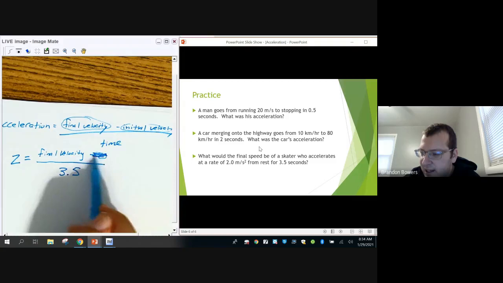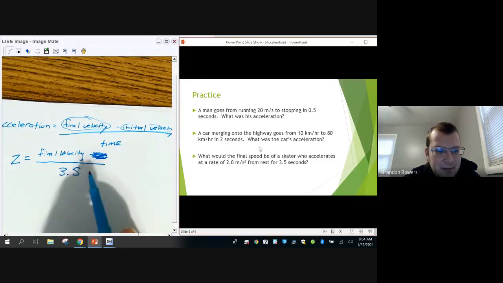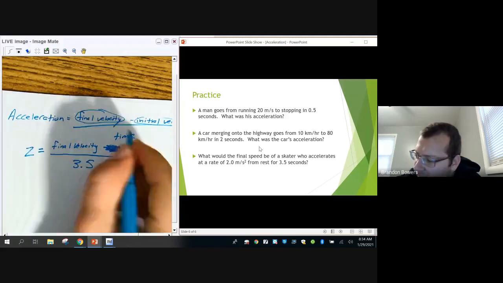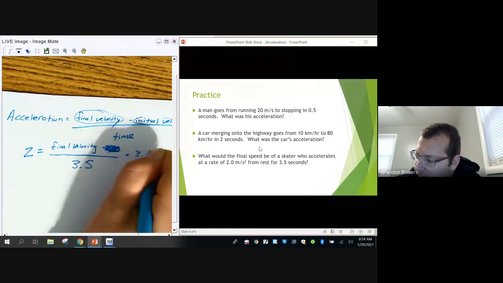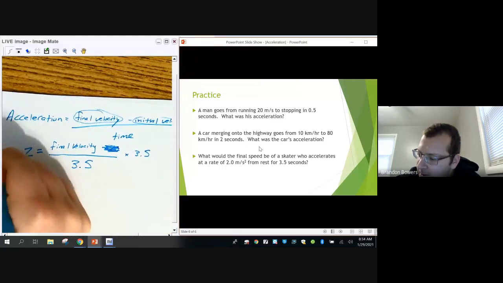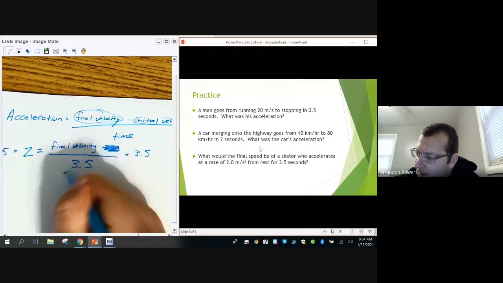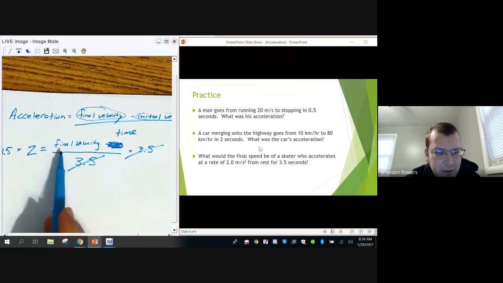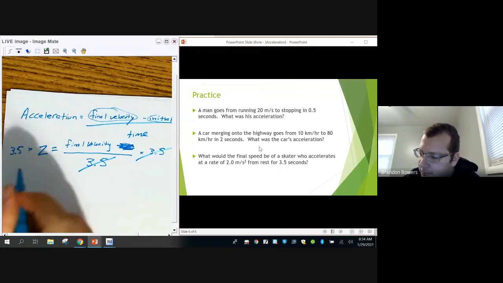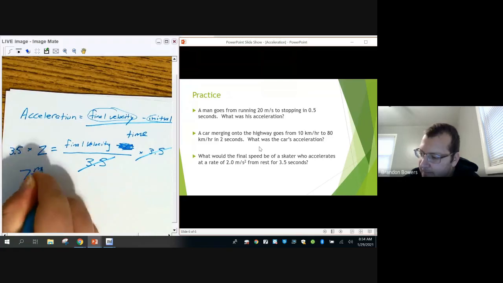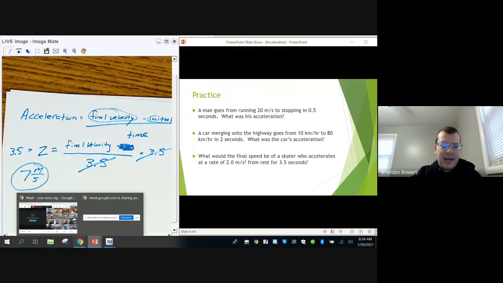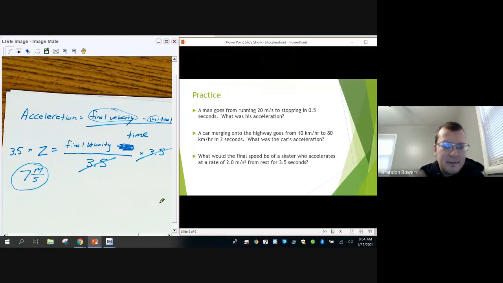Well, minus 0 doesn't affect anything. So how can I get final velocity by itself? Well, the opposite of dividing by 3.5 is multiplying by 3.5. So you're going to do that on both sides. Those two cancel. My final velocity is equal to 7 meters per second.